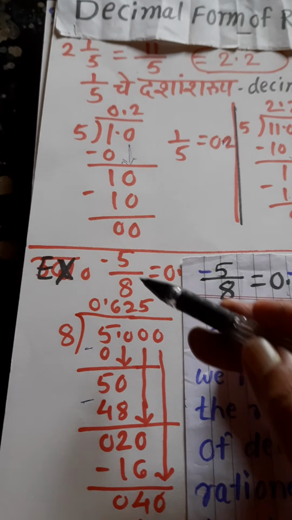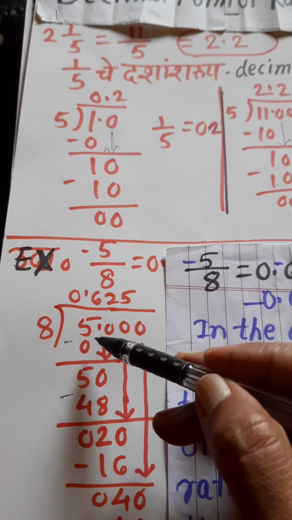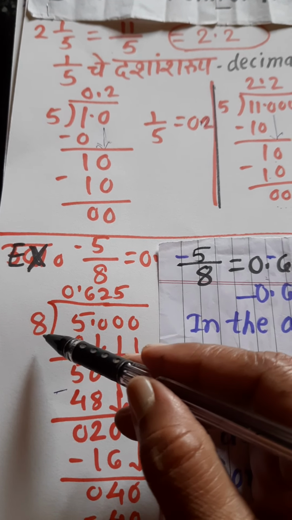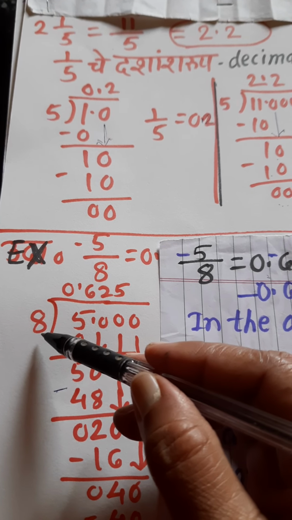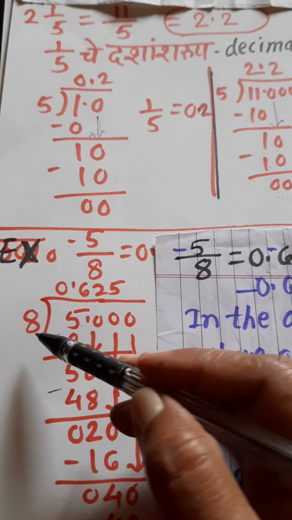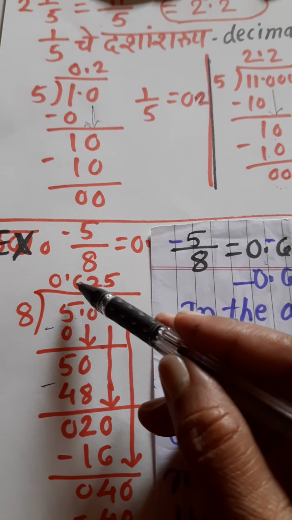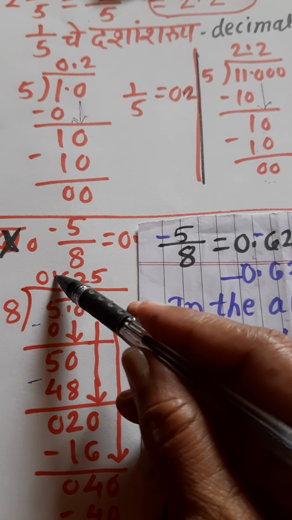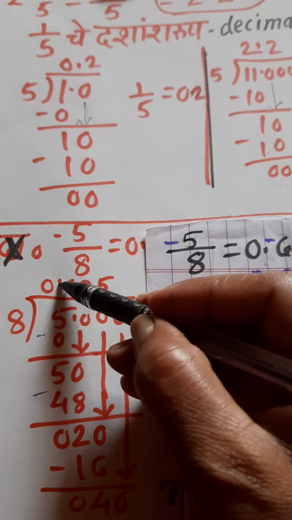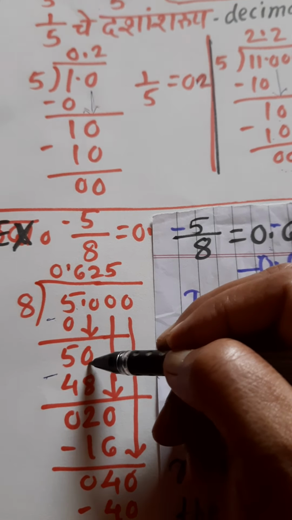Then the next example, minus 5 upon 8. We have to divide 5 by 8. 5 ला 8 ने भागायचा आहे. पहिला शून्याचा भाग जाईल, राईट 0. देन पुट हिअर डेसिमल पॉईंट, दशांश चिन्ह इथे ठेवा. नंतर 0 घ्या वरून, 50 तयार होतील.